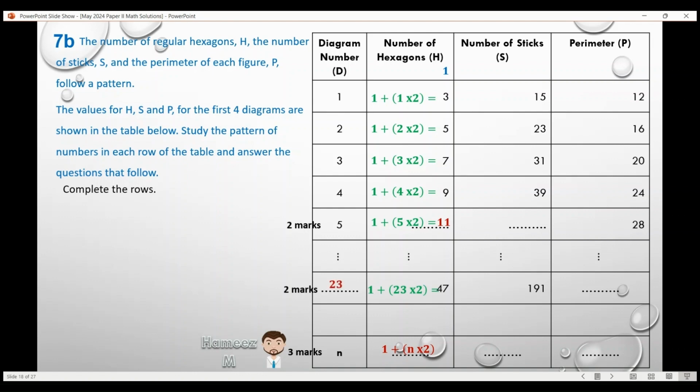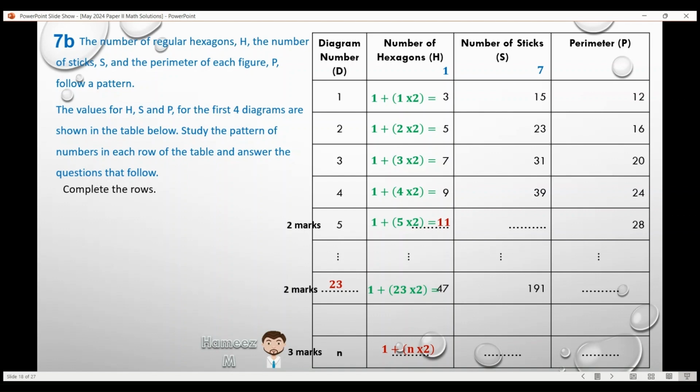Let's now move on to the next column. The number of sticks increased from 15 to 23 to 31 to 39, meaning that they're increasing by 8 all the time. So if we go backwards, we'll be subtracting by 8. 39 minus 8, 31. 31 minus 8, 23. 23 minus 8, 15. 15 minus 8, 7.